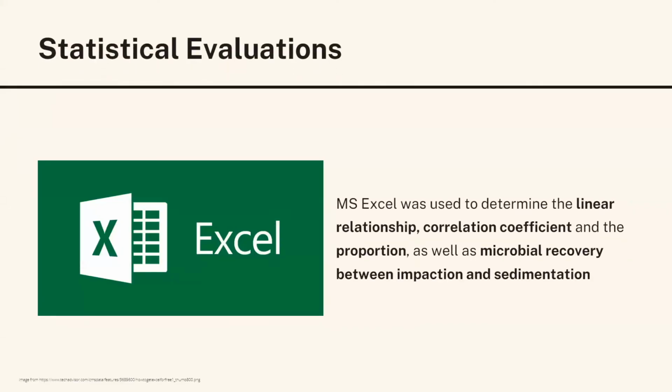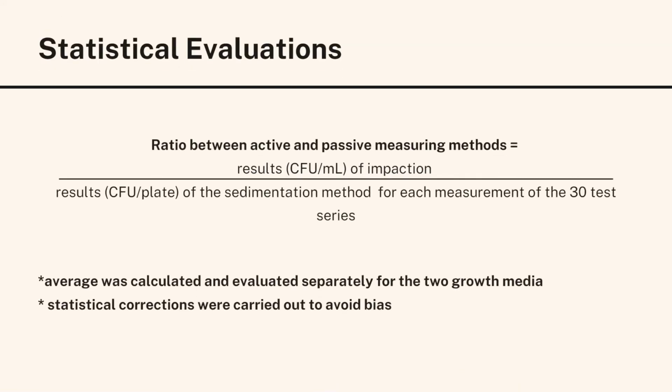Microsoft Excel was used to determine the linear relationship, correlation coefficient, and the proportion, as well as microbial recovery between impaction and sedimentation. For the calculation of the ratio between active and passive measuring methods, the results in CFU per plate of the impaction were divided by those of the sedimentation method for each measurement of the 30 test series. The average was calculated and evaluated separately for the 2 growth media. To avoid bias in starting concentration of microorganisms and the repeated measurements of active and passive methods, the researchers carried out statistical corrections.